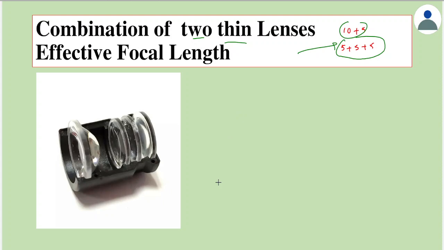So let's begin. Let's draw two lenses. We call them lens 1 with focal length f1, and then one more lens will be touching this lens, such that for this lens the focal length is f2. Let us draw the principal axis passing through the two centers of curvature.